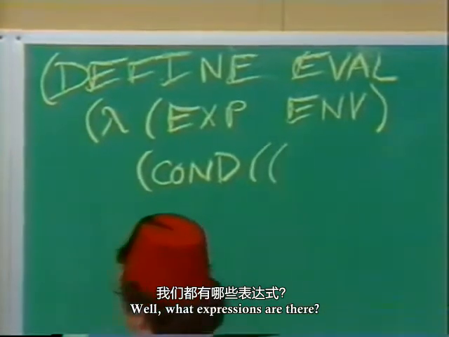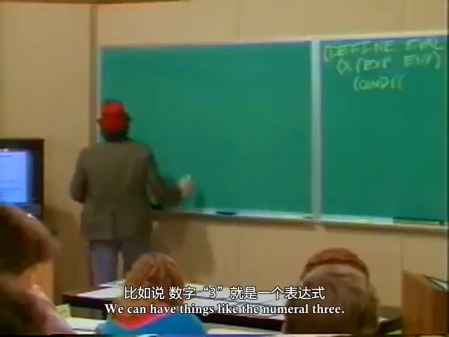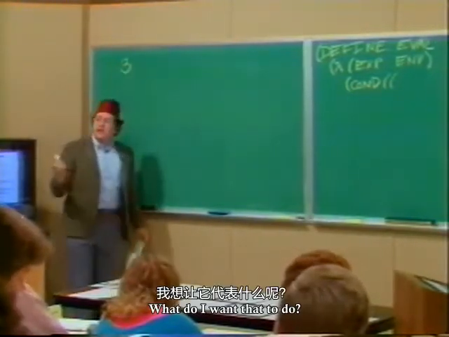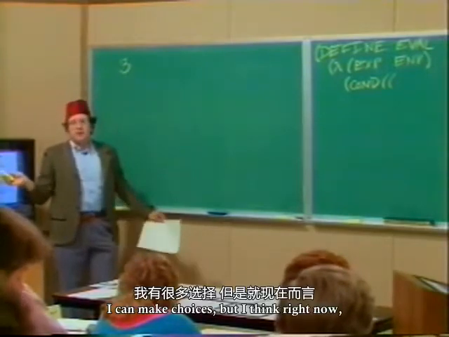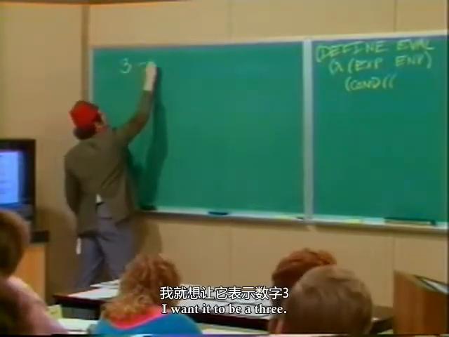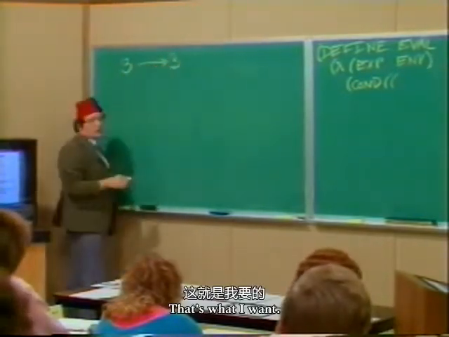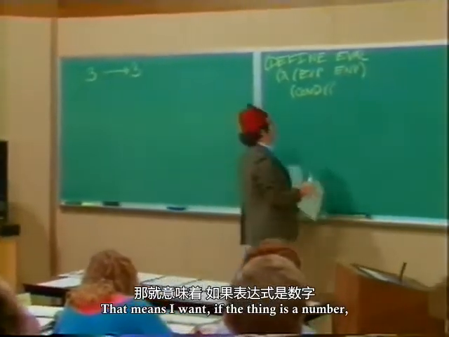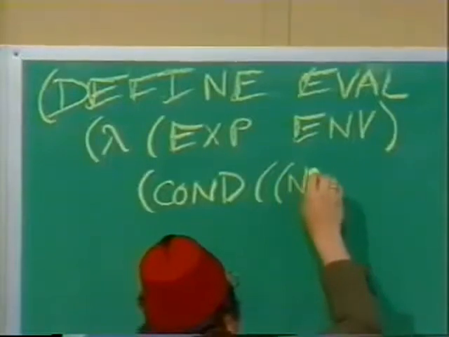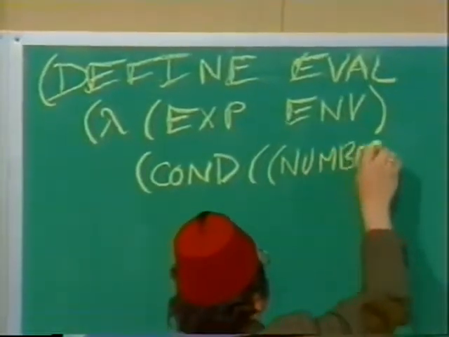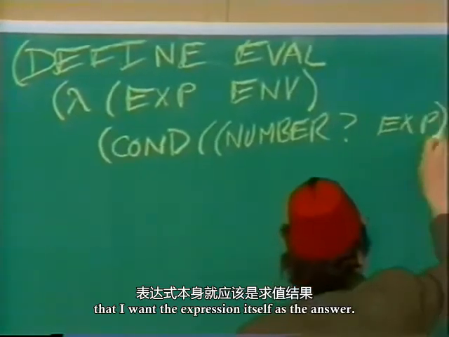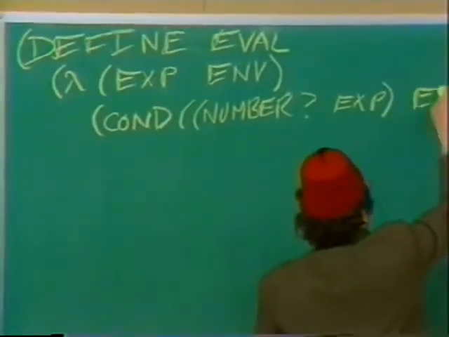Well, what expressions are there? Let's look at the kinds of expressions. We can have things like the numeral 3. What do I want that to do? I can make choices, but I think right now I want it to be a 3. That's what I want. Okay, so that's easy enough. That means if the thing is a number, the expression, then I want the expression itself as the answer.